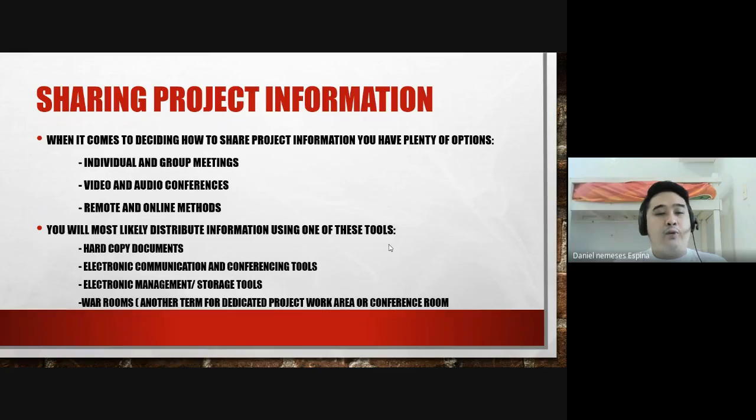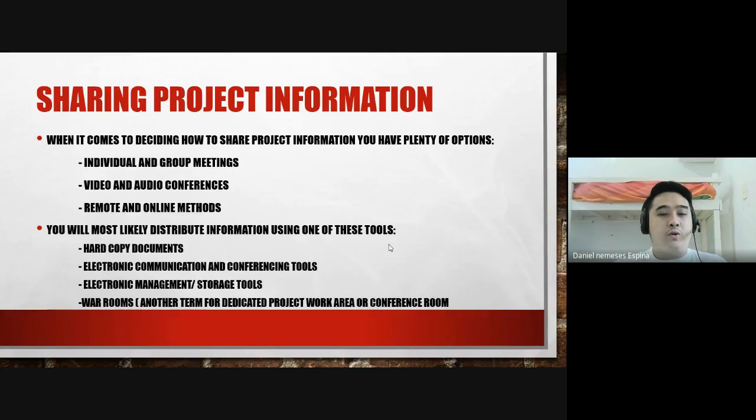You will most likely distribute information using one of these tools. You can send hard copy documents. You can send electronic communications and conferencing tools. So electronic management, or perhaps storage tools. Electronic management refers to USB, or in the past diskettes, but I don't know if those are still used now. Or you can store it in whatever means, okay? So email now, Google Drive, okay, or what?